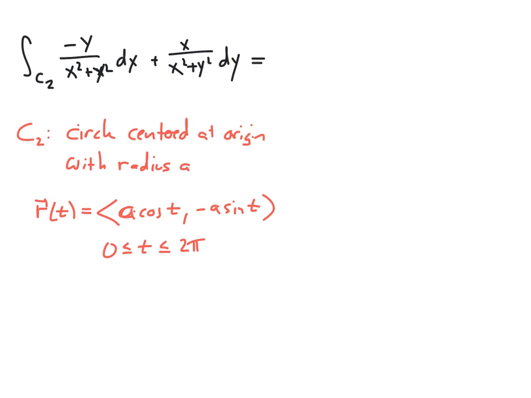Now the a here, the coefficient of cosine and sine of t, corresponds to the radius a of our circle. And it might surprise you that the y component here, the negative a sine t, is actually negative. But remember that we want C2 to be oriented to go clockwise. If I just did a cosine t, a sine t, I would have a counterclockwise parameterization of that curve. So because this is the inside curve of our region, we want it to go clockwise.